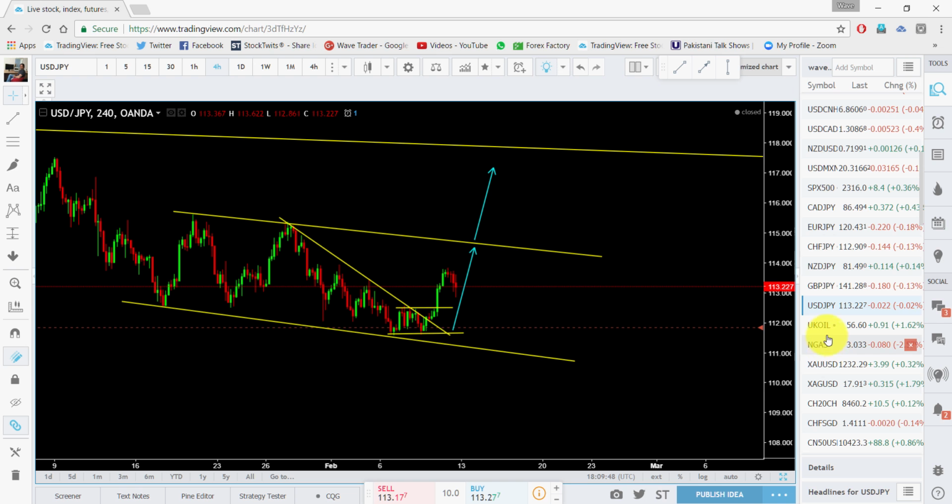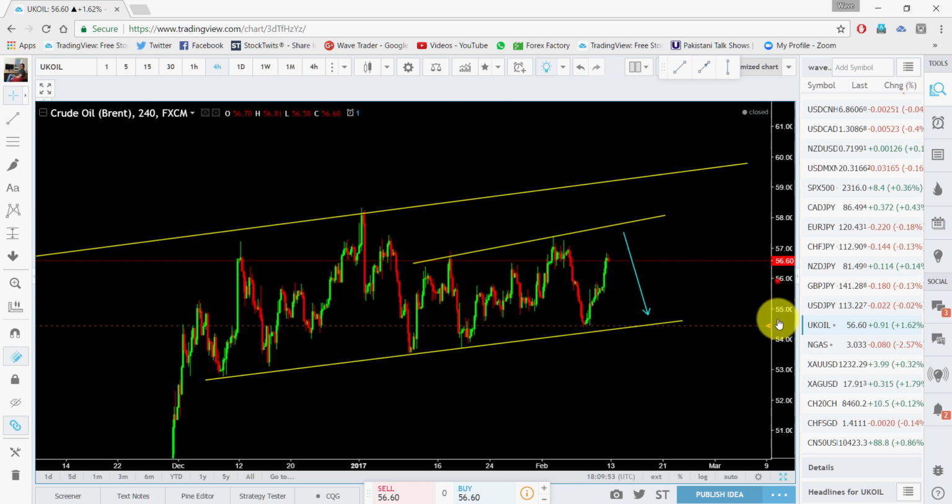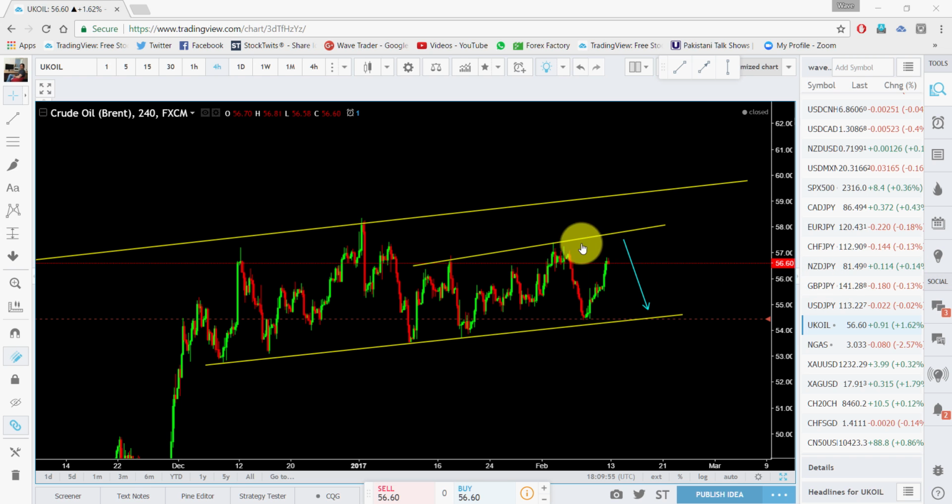Okay, so oil, we will look for short. If price holds this place, we will look for short. We were anticipating this move when price was at the bottom, testing this trend line. Some of you sold somewhere here for this move and bought here for the up move. Now we will watch price action again.